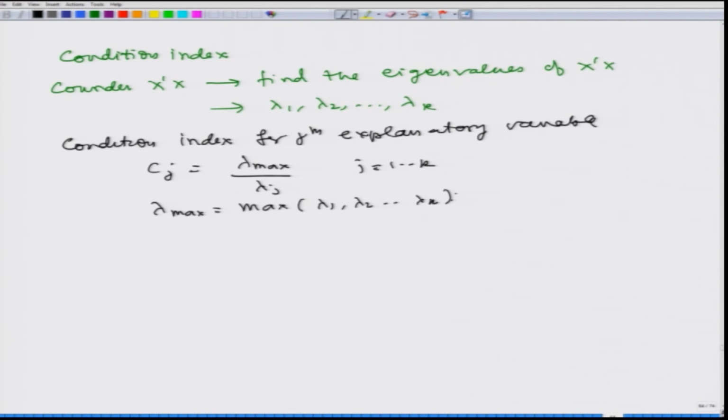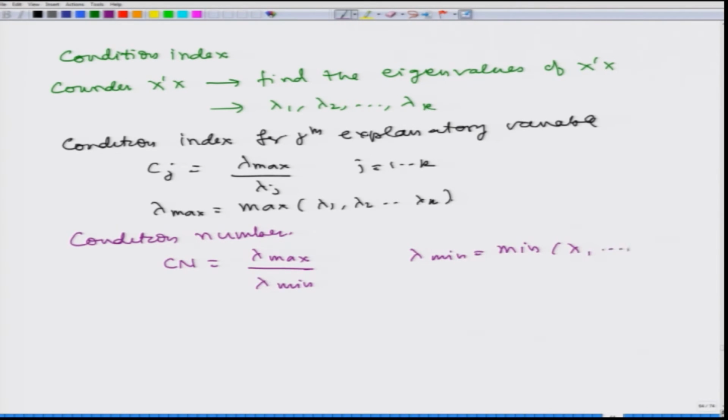Similarly, we define the condition number, say Cn, which is equal to lambda maximum over lambda minimum, where lambda minimum is the minimum value among lambda 1, lambda 2, up to lambda k. Okay, now how to interpret it? You can see here that the condition index is lying between 0 and infinity, and so the condition number and condition index have a similar interpretation.